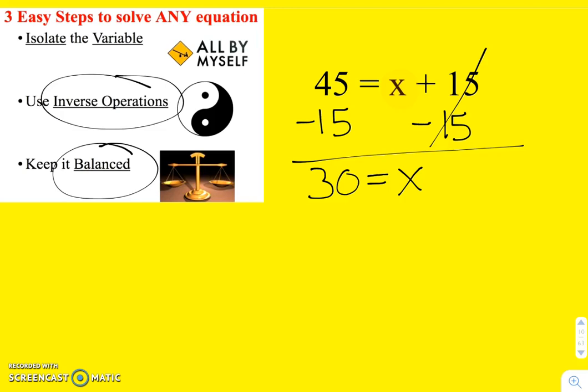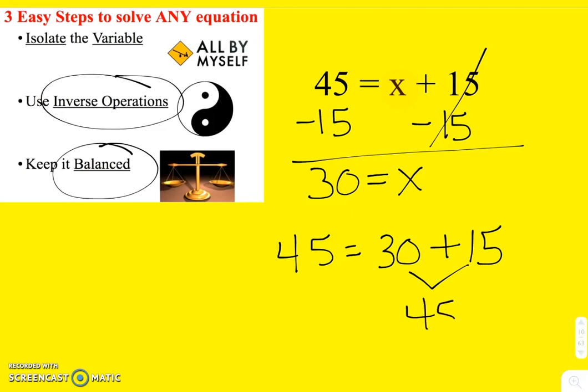Let's check it by replacing the x with a 30. 45 equals 30 plus 15. What is 30 plus 15? That would be 45. 45 is equal to 45, so check, it works.